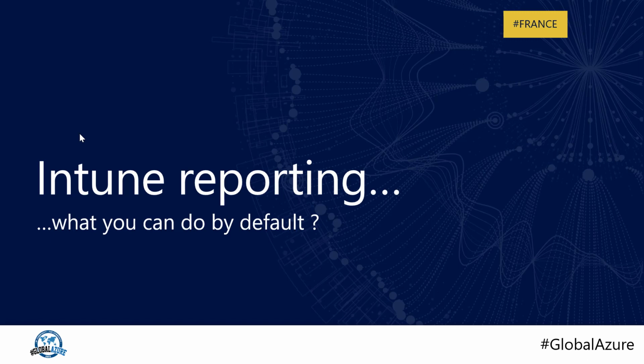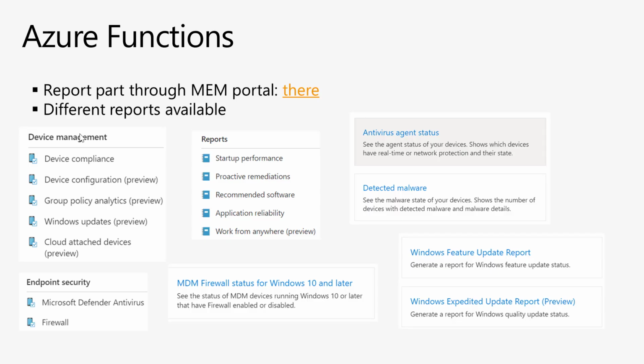Intune and reporting. What you can do by default. On the Intune portal, you can find a lot of existing reports, like reporting for device configuration, group policy analytics, Windows update, security part with antivirus agent, detected malware, firewall status, etc., etc. There are a lot of existing reports.